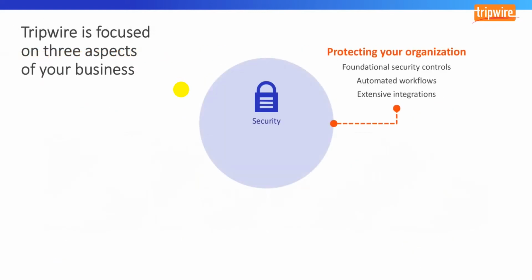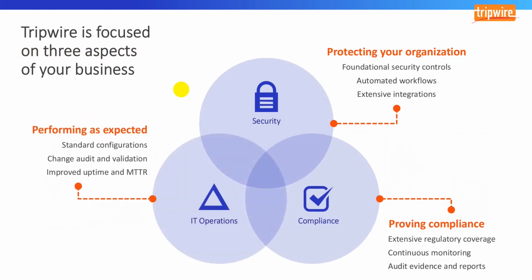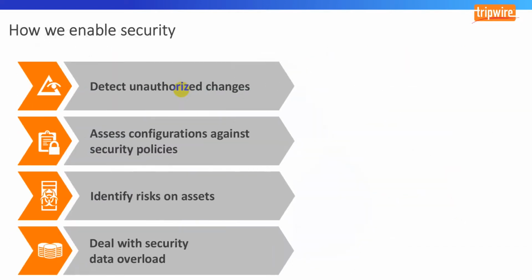Tripwire Enterprise is focused on three business aspects: security, compliance, and IT operations. But how can Tripwire Enterprise achieve and interact with these three teams: security, compliance, and IT operations? So, for security, how do we enable the security?